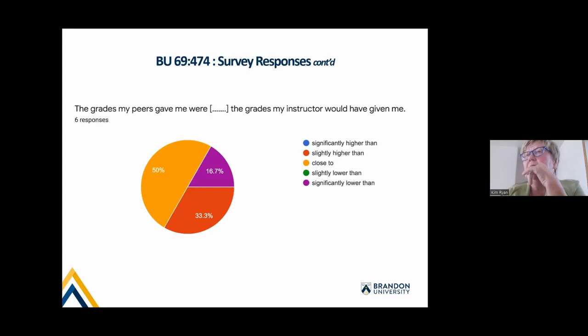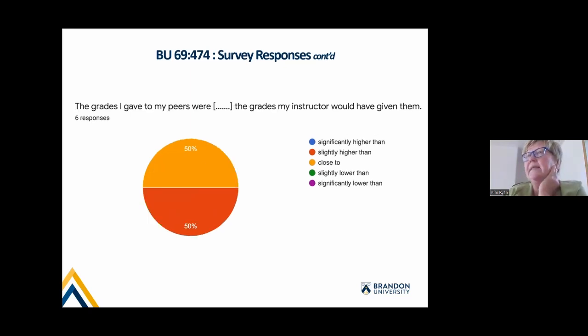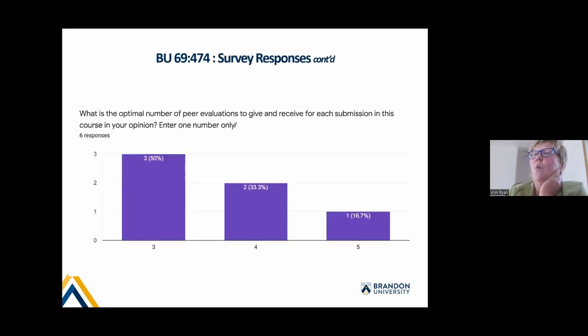The grades my peers gave me: nobody said slightly higher. 33% said slightly higher than what I would have assigned, and 50% said close to, and 16.7% say significantly lower. The grades I gave my peers: 50% said close to, and 50% said slightly higher than what I would give them. And what is the optimal number of peer evaluations to give and receive for each submission? 50% said 3, so they don't want any more than 3 evaluations. Four said no more than 2, and 5 said 1.